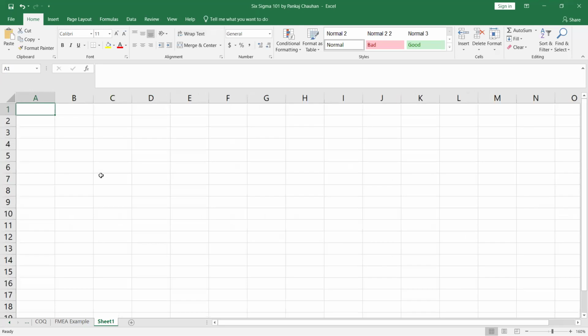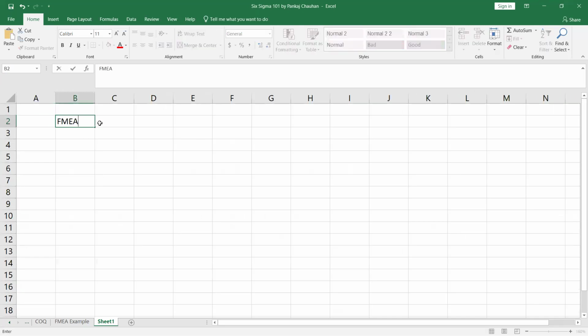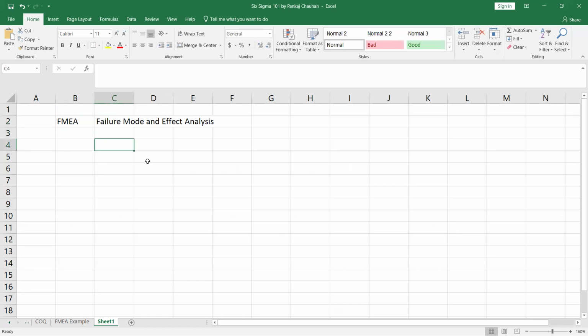So let me first give you a brief about FMEA. FMEA stands for failure mode and effect analysis. What does FMEA do? Basically, this will help you to identify potential failure before even they occur. So generally to solve the business problems, or to avoid the failures, we have two approaches.